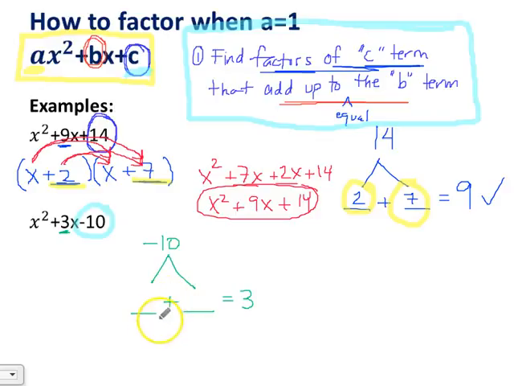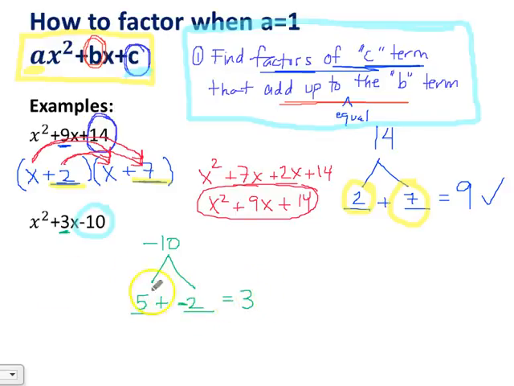So what are some factors of 10? You might be thinking 5 and 2. Remember, though, because it has to be factors of a negative number, one of them's got to be negative. So I'm going to put a negative in for 5. Does negative 5 plus 2 equal positive 3? It does not. So maybe I need to switch my negative sign over to here and make my 2 negative. So now, when I add 5 plus negative 2, that's the same thing as saying 5 minus 2, that equals 3.